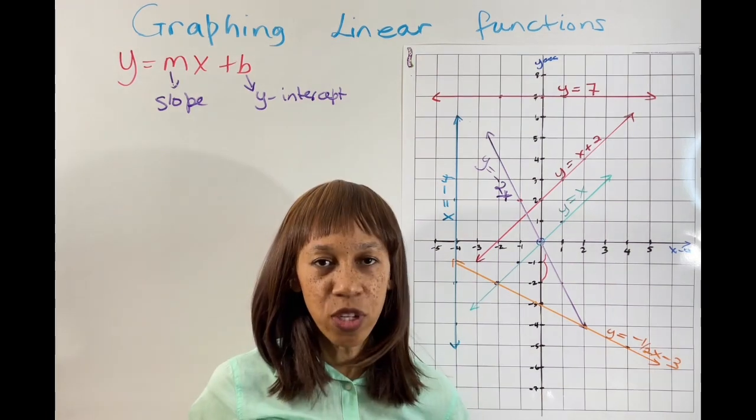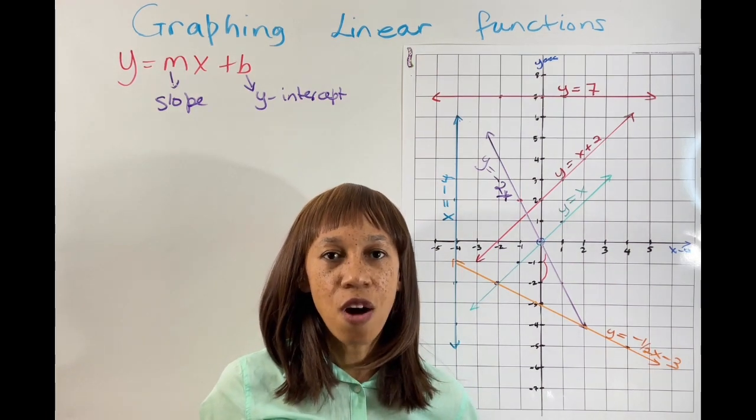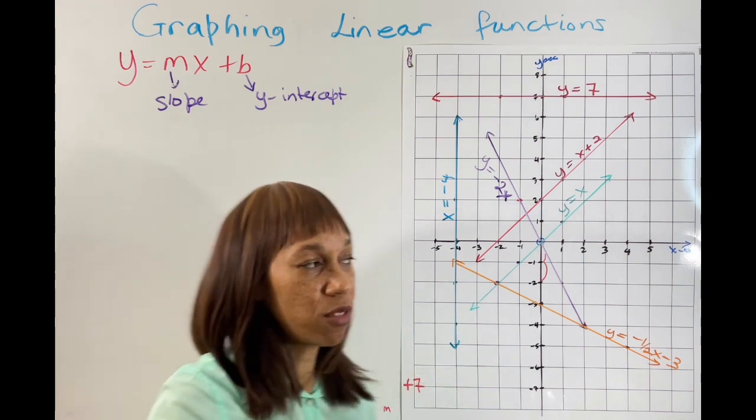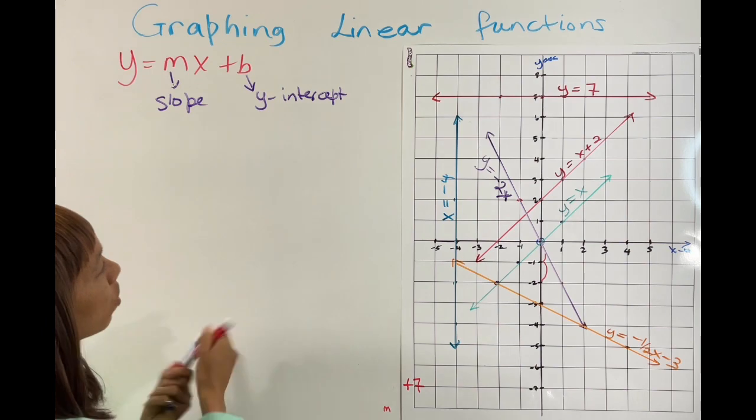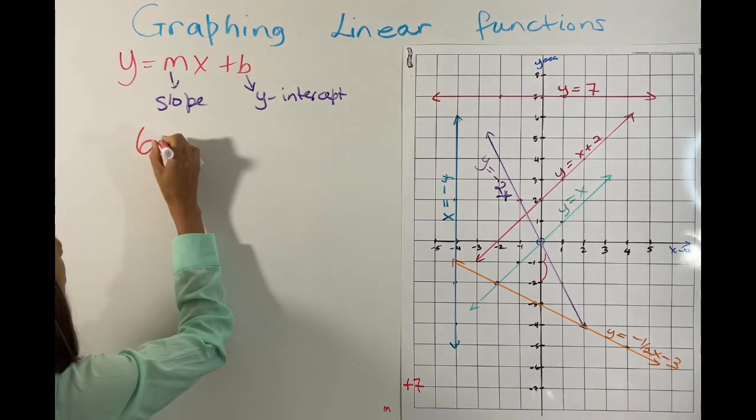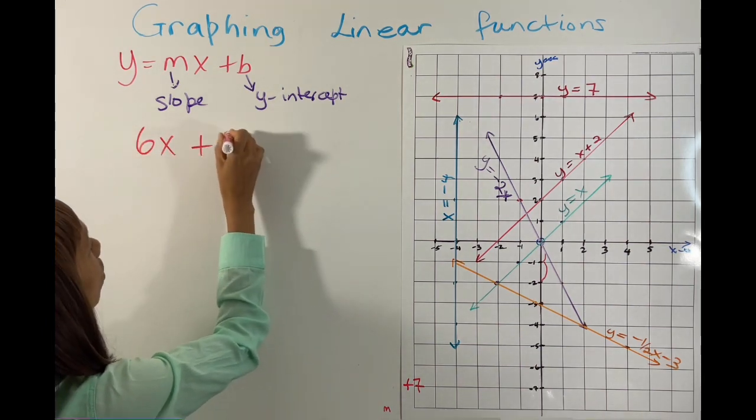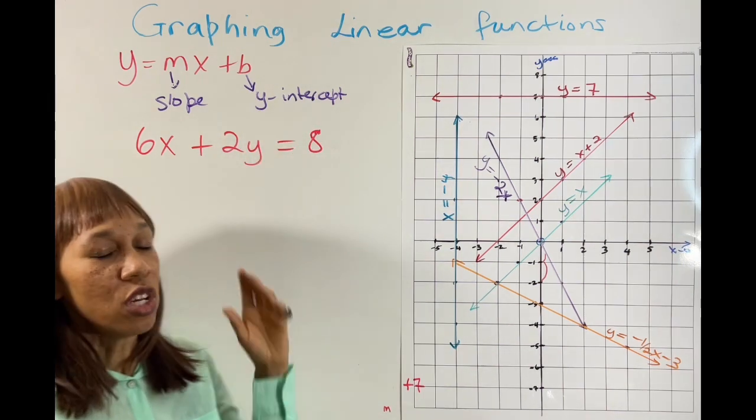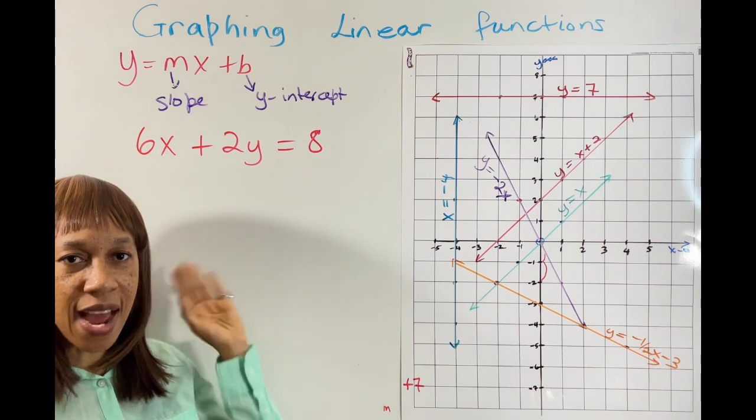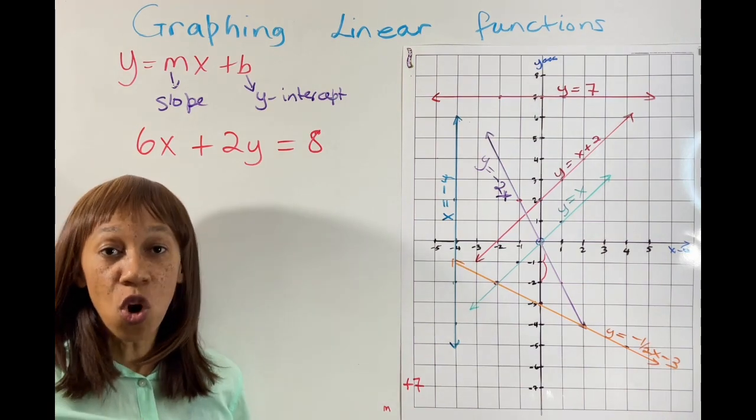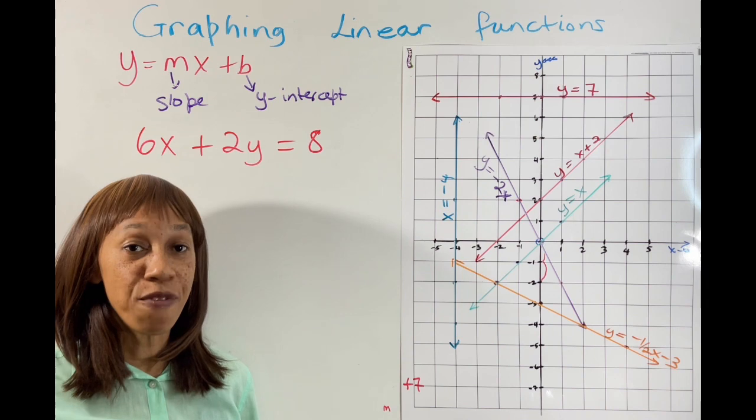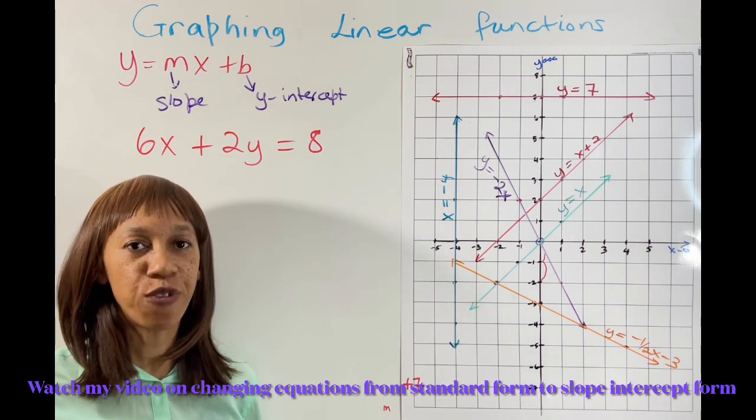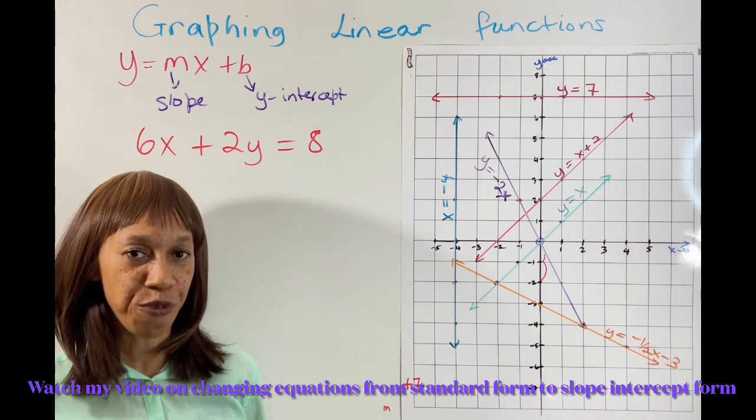Okay? I am going to show you an example of a standard form equation that is going to be given to you, and you have to know how to graph it. So let's start with 6x plus 2y equals 8. So you have to change this standard form equation into slope-intercept form. I also have a video on that, and you can go back and watch that video on how to change from standard form into slope-intercept form.